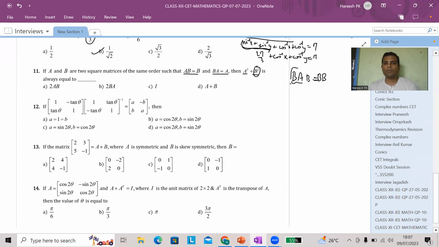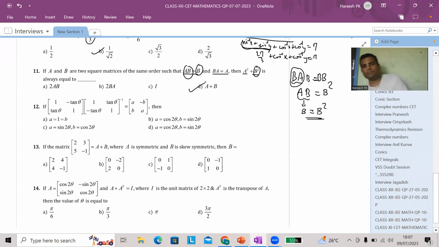I get BA. And what is BA? According to the question, BA is nothing but A. So BA becomes A. So I'll get AB is B square. But what is AB? AB is nothing but B. So AB I can simplify as B. That means B square is nothing but B. Similarly, I can show A square is nothing but A. So A square plus B square is nothing but A plus B.